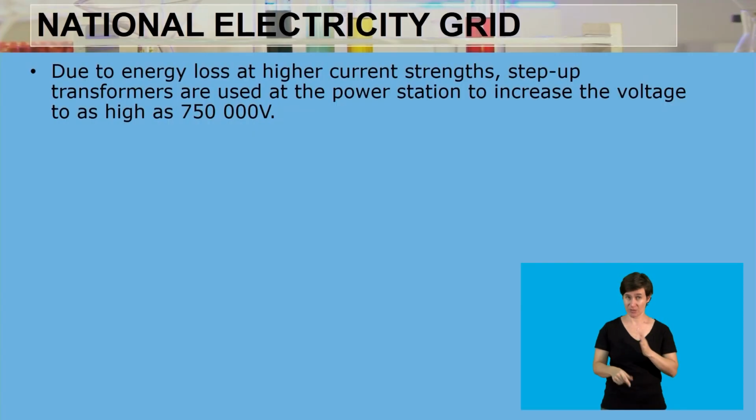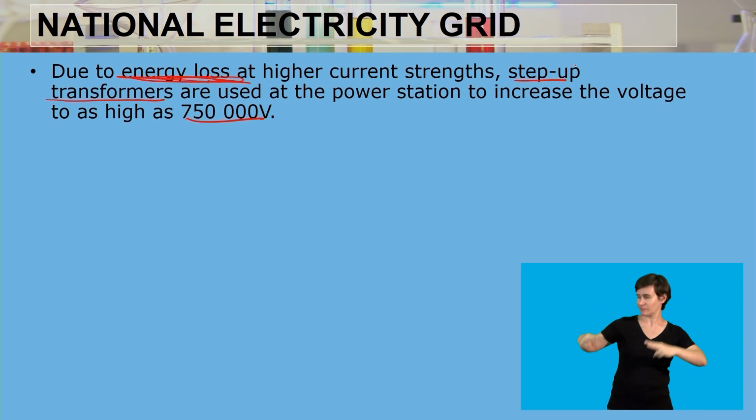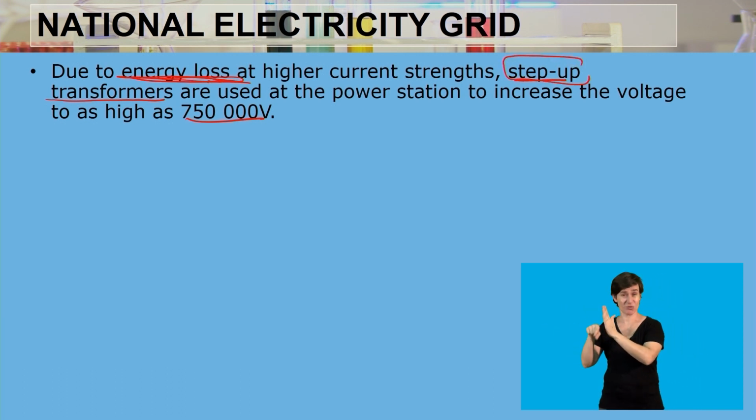Due to the energy loss at high current strength, step-up transformers are used at power stations to increase the voltage to as high as 750,000 volts. Remember, as we are losing energy, we need to step it up, because if it gets to the factory or the city in an amount that is not required, then we need to step it up by using the transformers.